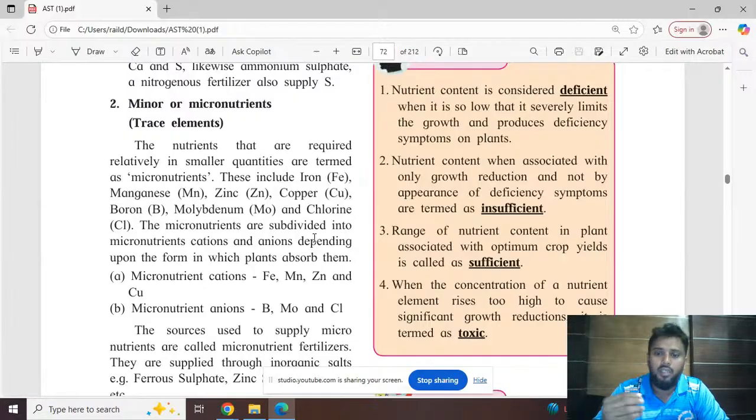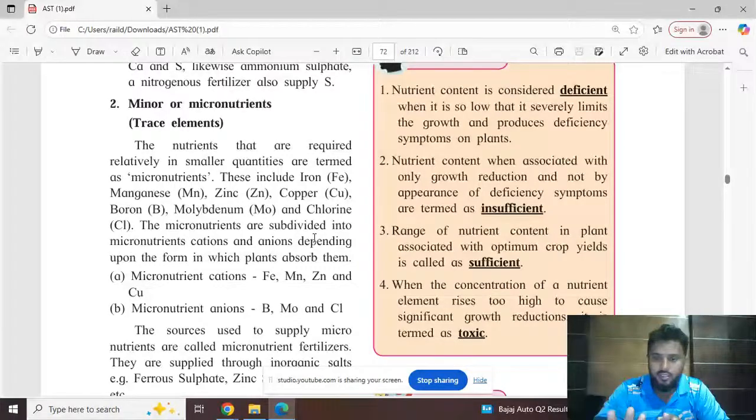Then when the nutrient content is in such a quantity that the growth, the development, everything is good, and we are going to get a good crop yield from the plants, that nutrient content range is called sufficient. It means that nutrients are present in good quantity, because of which growth and development will be good and the yields are going to be very high. And then there is one more definition, and that is when the concentration or quantity of this nutrient is very high.